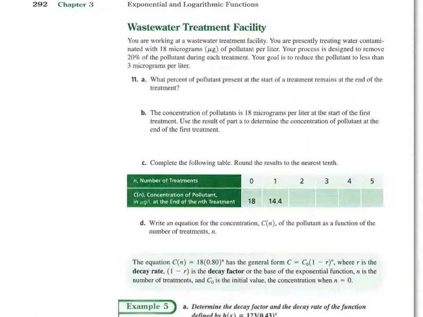Okay, so what they're saying is if each treatment that you do is decreasing the amount of pollutant by 20%, how much are you keeping? Okay, so remember we talked about this last time. If it's going down by 20%, you're really keeping 80%. So 80% remains each time.